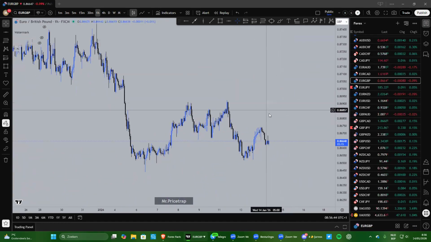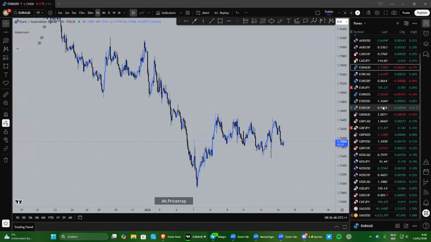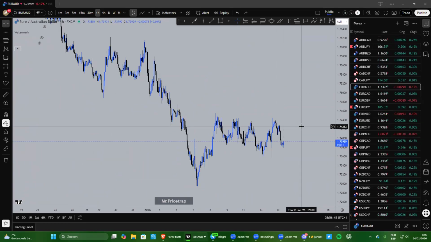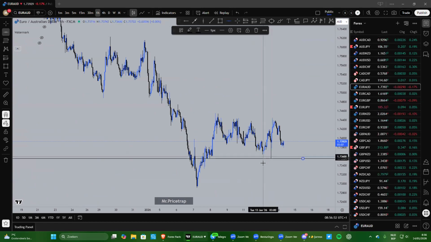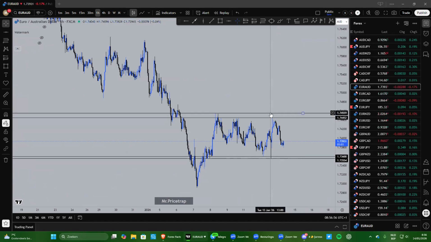Okay, so all-time highs are always a difficult moment in the charts. Yeah, we could go for Euro AUD also if we want to. This is a massive price trap, but it is a price trap. It is obvious that the market is stuck in between these zones.